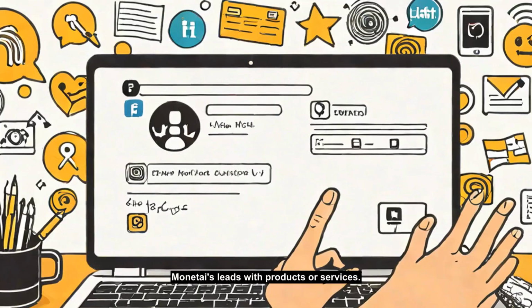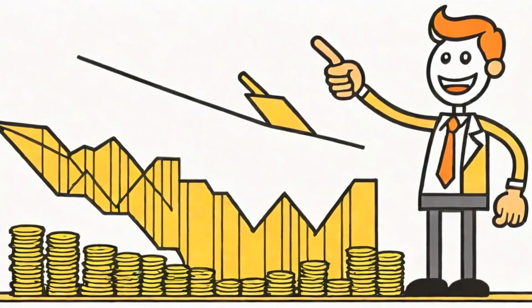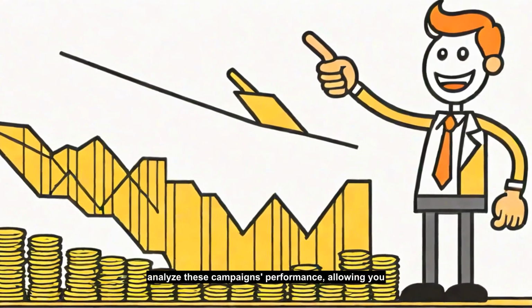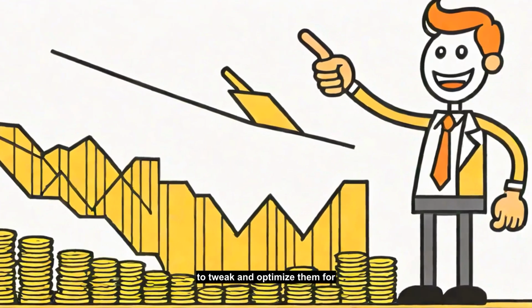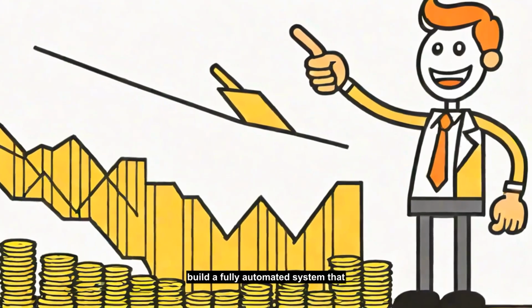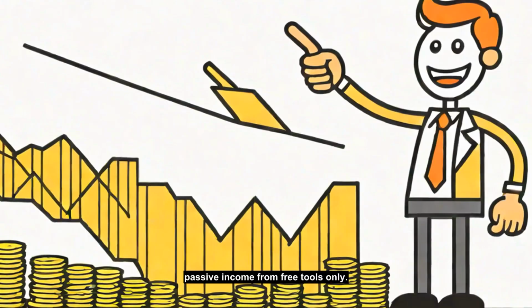Step 5. Monetize leads with products or services. Leverage the power of Notion AI and Perplexity API to create valuable content, such as ebooks or courses, for your leads. Cursor, free plan available, helps you analyze these campaigns' performance, allowing you to tweak and optimize them for better results. By following these steps, you can build a fully automated system that generates $1,000 per month in passive income from free tools only. Your business can leverage this structure to grow sustainably over time.